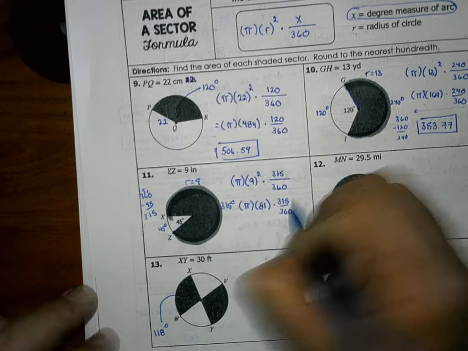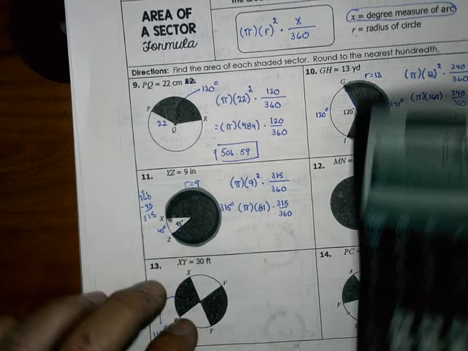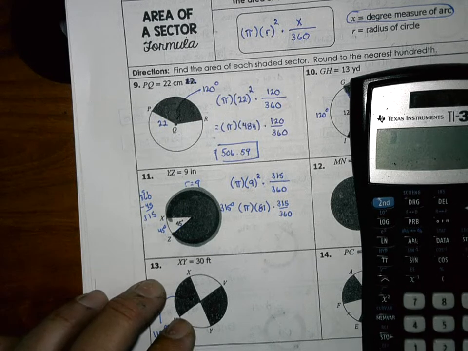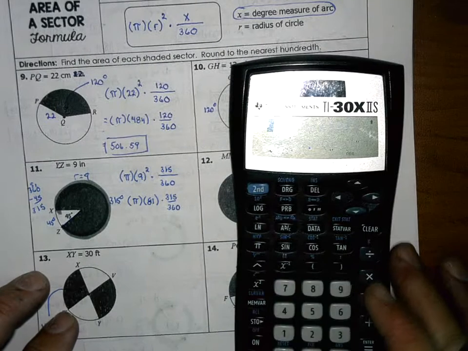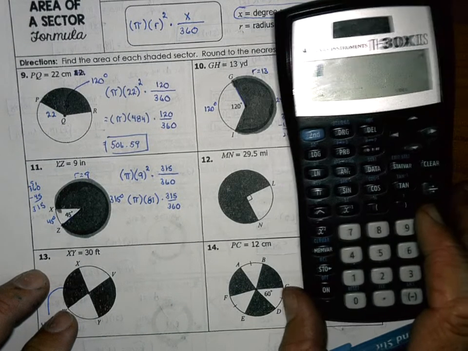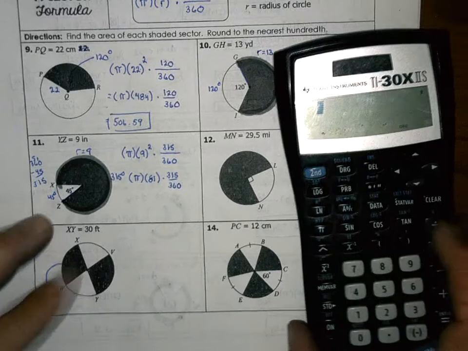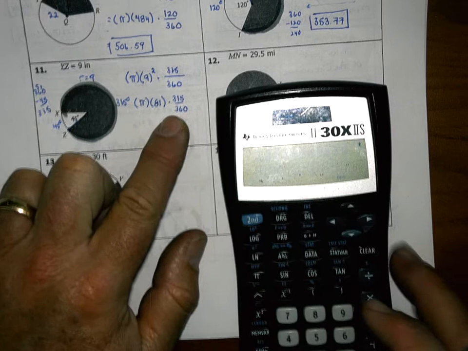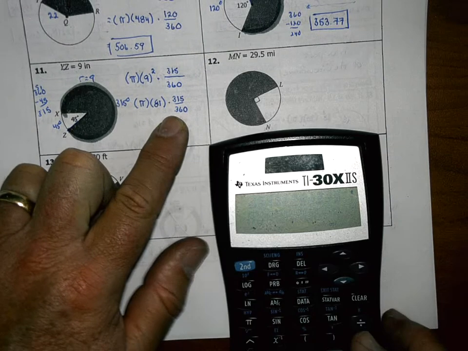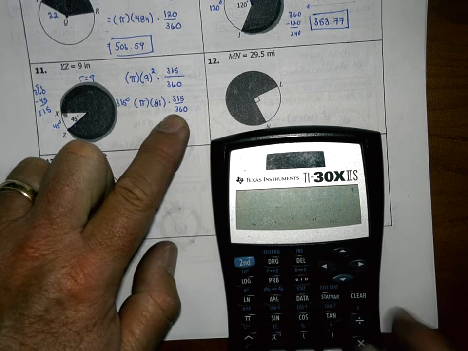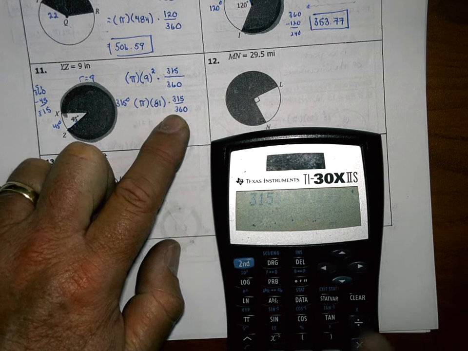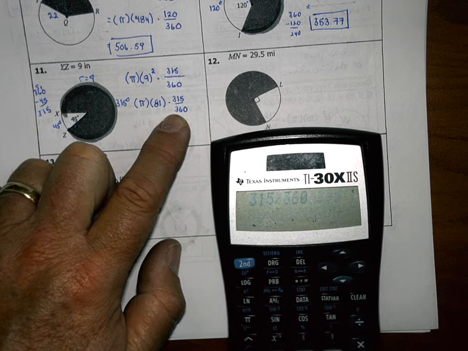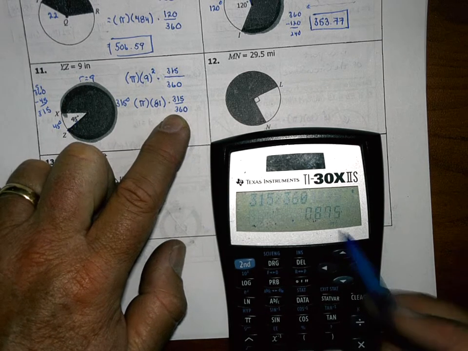Okay, once we get to this point, we're just plugging it into my calculator. Now, when we plug it into the calculator, plug it in from right to left. Okay? So let me get it kind of situated here. Get it so you can see the calculator. There we go. So you're going to take 315. You're going to divide it by 360. That's 0.875. You don't have to write that down.